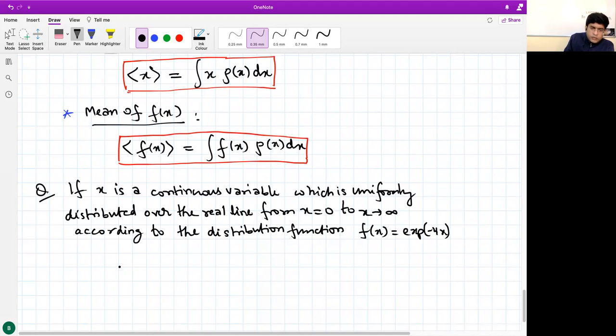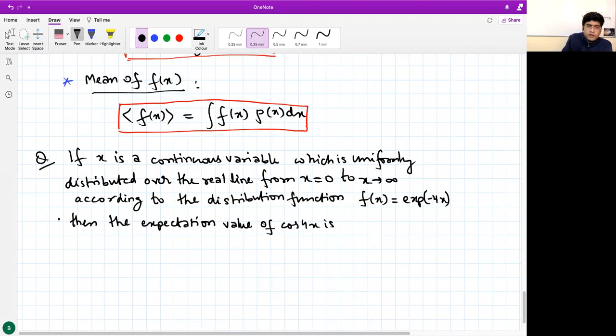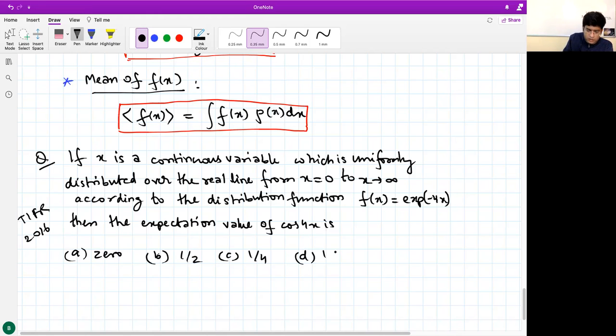Then the expectation value of cos 4x is, so we have the options. This is from TIFR 2016. The options are A) 0, B) 1/2, C) 1/4, and D) 1/16. So this is given to you.